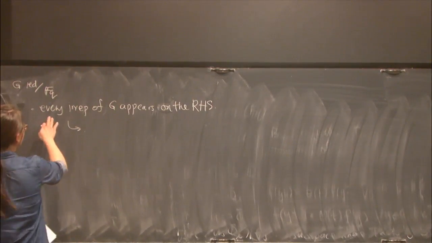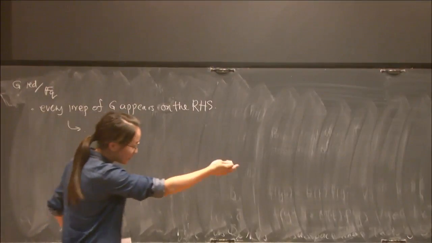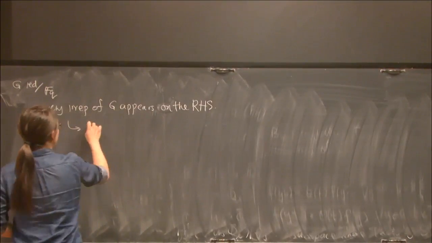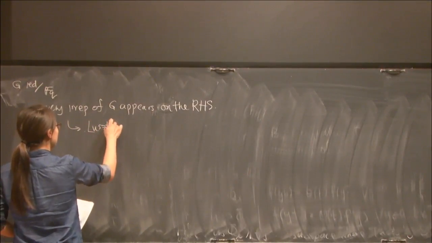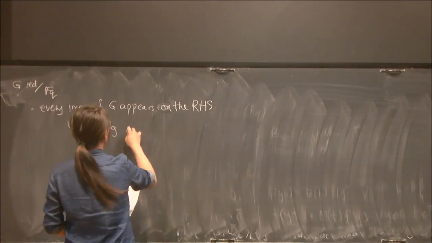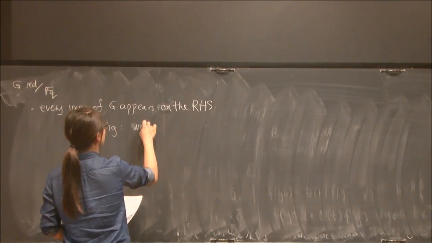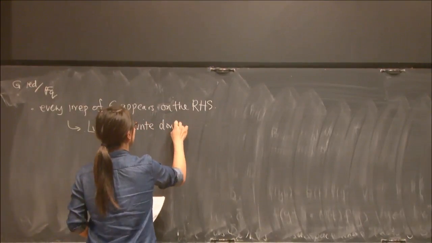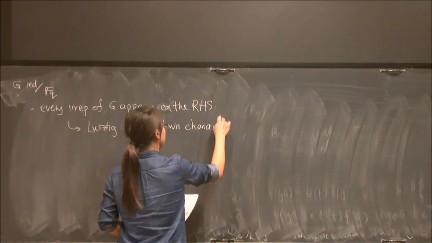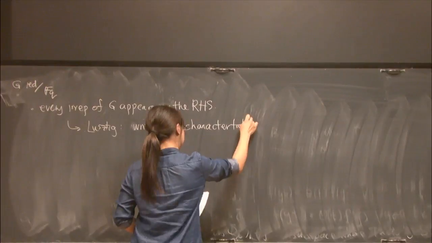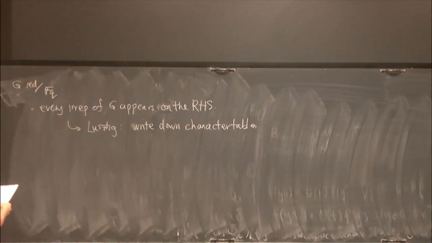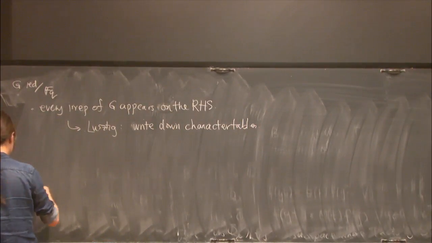Okay. So Lusztig used this construction in order to write down the full character table. Okay, so it is tractable.